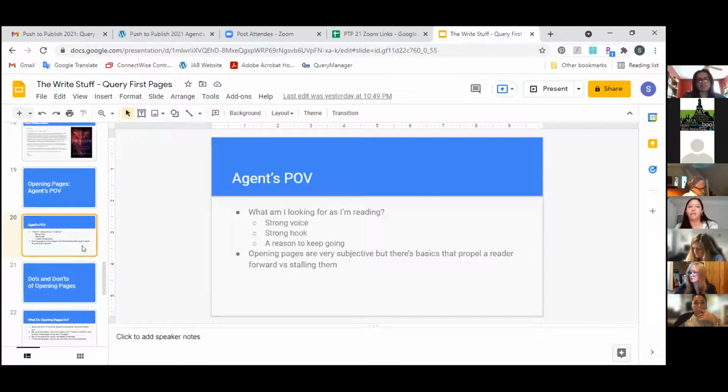So what am I looking for as I am reading? I am looking for a strong voice, a strong hook, and the most important thing, a reason to keep going. I know first pages can be really, really hard, especially when you get that writing advice where it's like, you have to grab the reader's attention on the first page, although never go past it. I remember when I was in school and we would do those exercises like, write the best first line or write the best first 10 words.